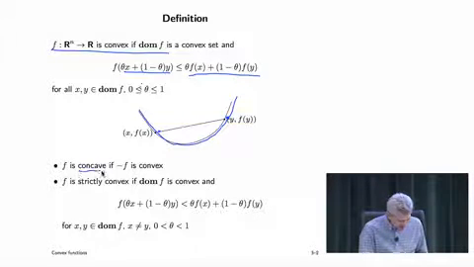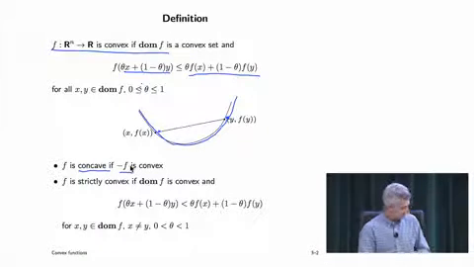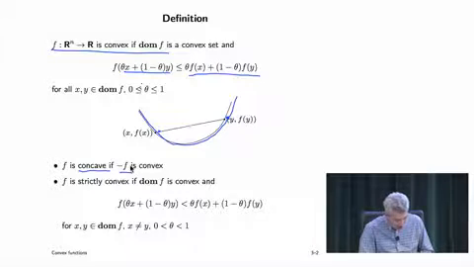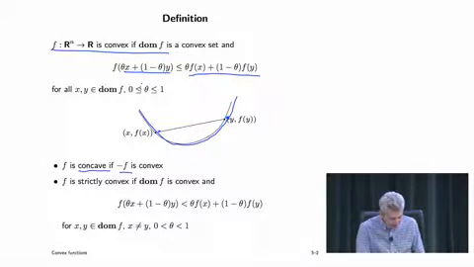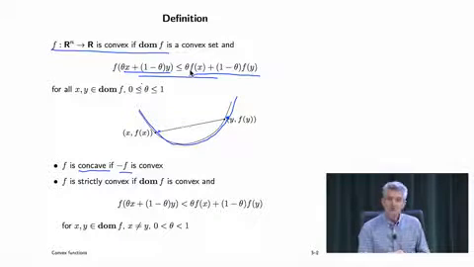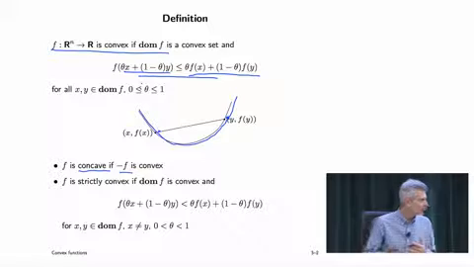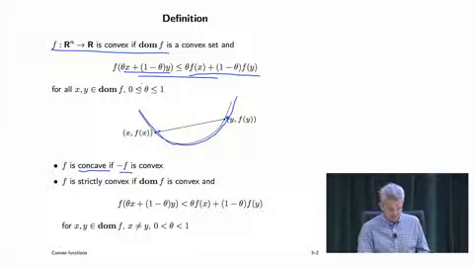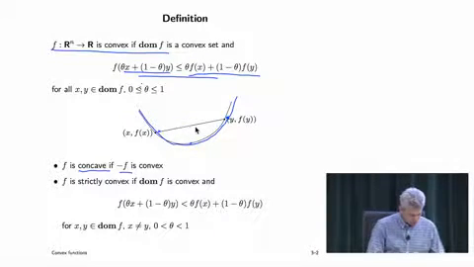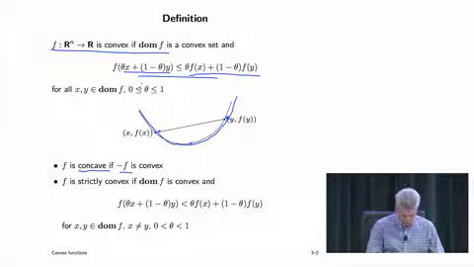A function is concave if minus f is convex. And it's called strictly convex if it is a convex function and if this inequality here holds strictly as long as theta is not 0 or 1. Well, of course, if theta is 0 or 1, it cannot hold strictly, right? But for theta in between, it holds strictly. So that says that there's actually a gap between the function graph and the chord.